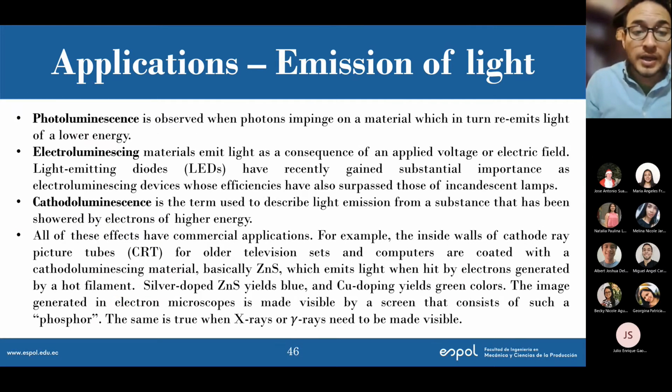Okay, I can have other applications like photoluminescence. That is when photons impinge on the material and it re-emits light of lower energy. Electroluminescence is when the material emits light when I apply a voltage or an electric field. And the application of that is LEDs, light emitting diodes, the screens, for example, or the light. You've heard a lot about LED light. Cathodoluminescence, that's what we had before, the traditional lamps.